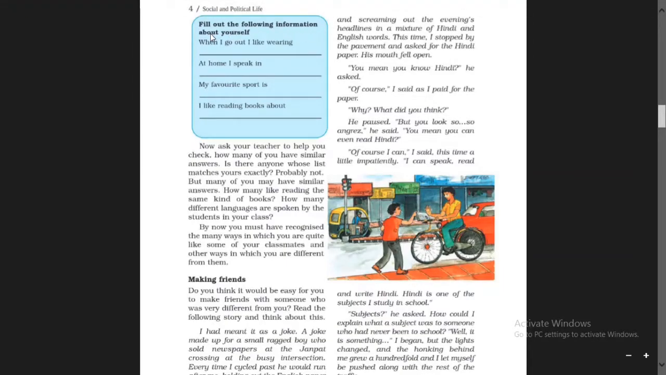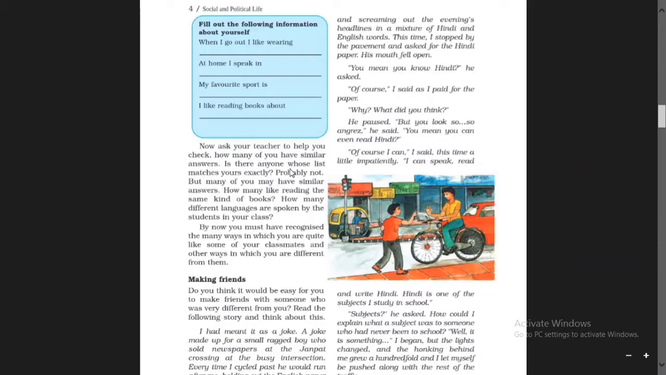See here, fill out the following information about yourself. This one, children, you have to do by yourself. These are quite easy. I think you can do it easily. Now ask your teacher to help you check how many of you have similar answers. This is work which each of you has to do, and after doing it you can ask your teacher to help you check how many of you have similar answers.